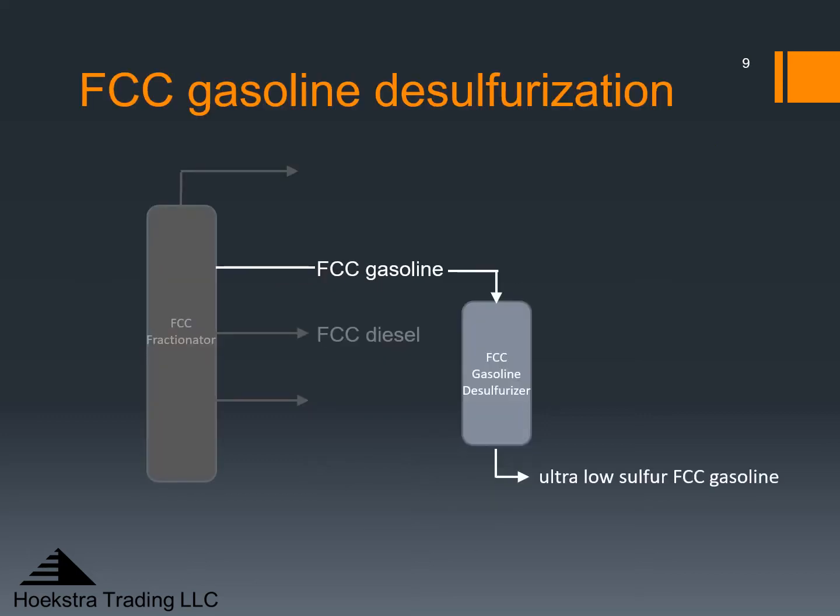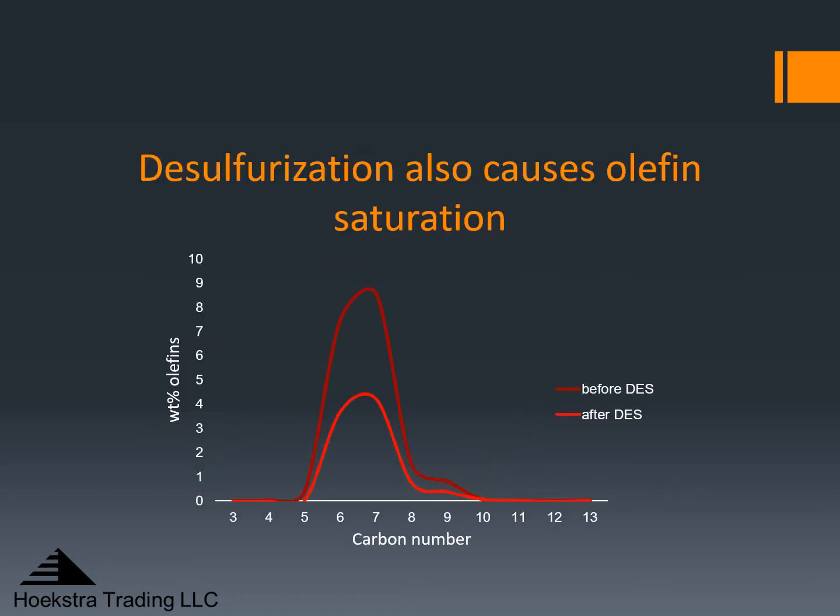The FCC gasoline is desulfurized in a hydrotreating reactor that runs at mild conditions. It is a simple process, a low-pressure naphtha hydrotreater. The tricky part is the FCC gasoline contains 30% olefins, which are very reactive even at mild conditions. So when you desulfurize the stream, you also cause olefin saturation.